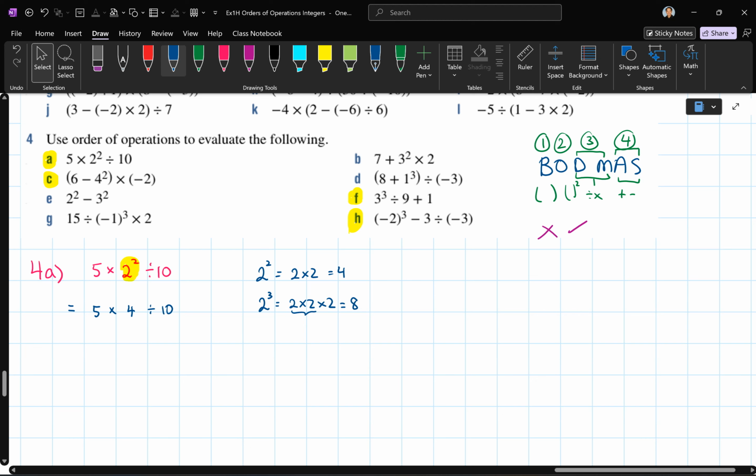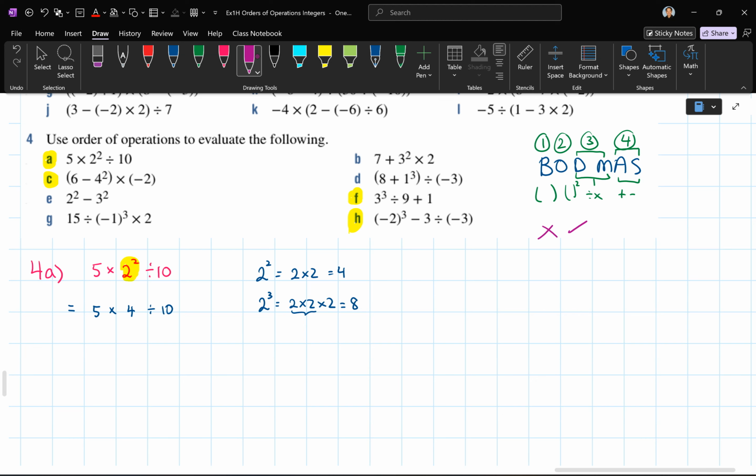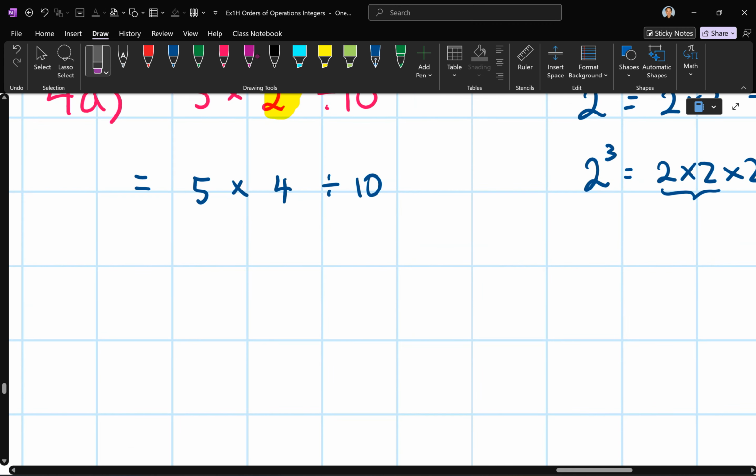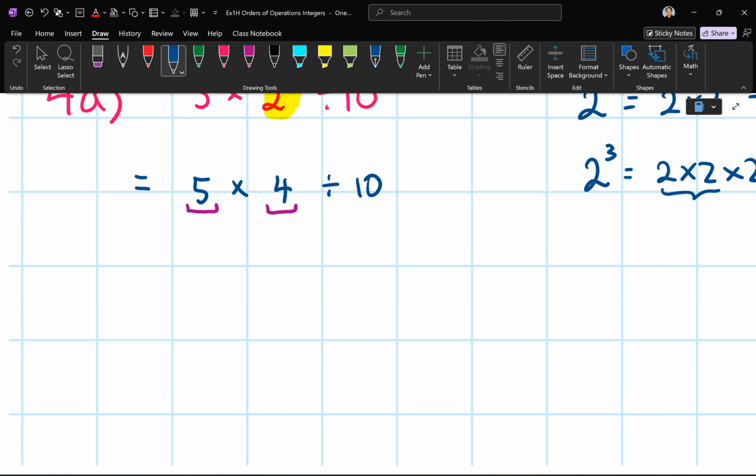Then I go to the next category and ask, do I have any division or multiplication? I have both of them, multiplication and division, so that is the next order I work with. But remember, if you have both, you have to work from left to right. So here I'm going to zoom in and go from left to right. What am I multiplying? I'm multiplying a 5 with a 4. So I'm going to work that out first. Here we go, 5 times 4.